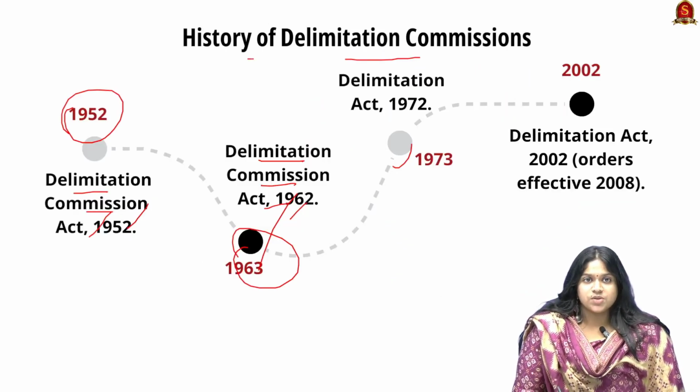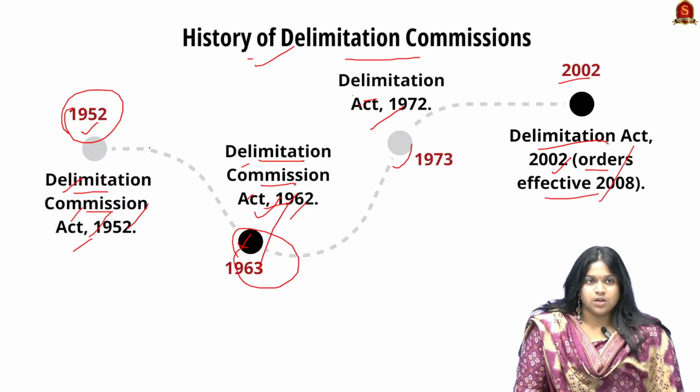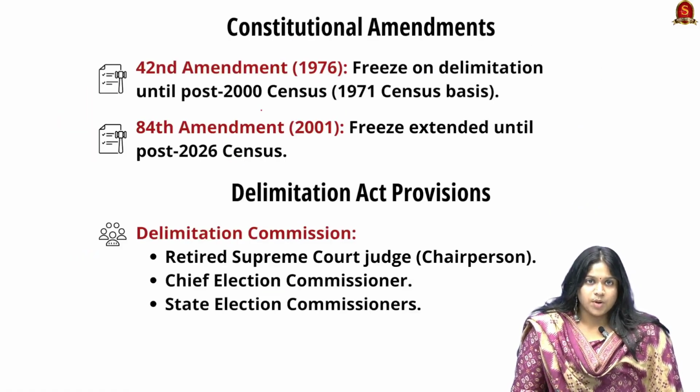Now let us look into the history of delimitation commissions. In 1952, the Delimitation Commission Act was established. In 1963, the Delimitation Commission Act was formed, and in 1973, the Delimitation Commission Act was enacted. And in 2002, under the Delimitation Act of 2002, the orders would be effective from 2008. So it was established, formed, enacted, and would be effective after 2008. The act has gone through a few amendments.